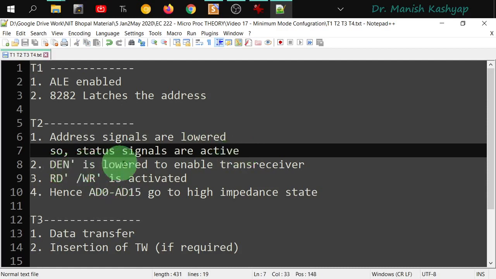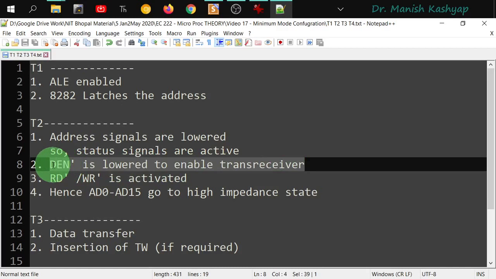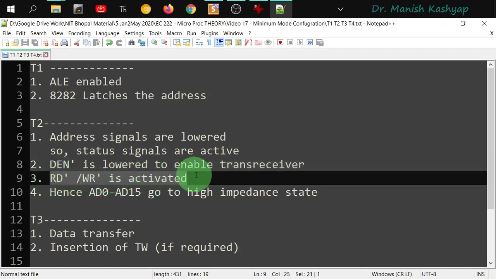So DEN bar is also lowered to enable the transceiver. So DEN bar will be lowered in this state. Then read and write signals are also activated, so that the transceiver will get activated, right? So these signals are activated here, and then AD0 to AD15 will go to the high impedance state.